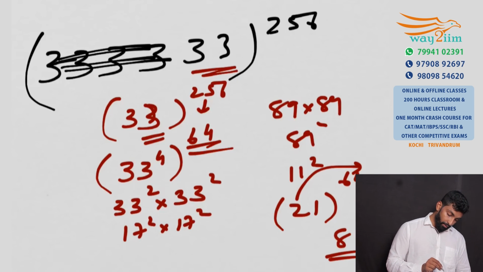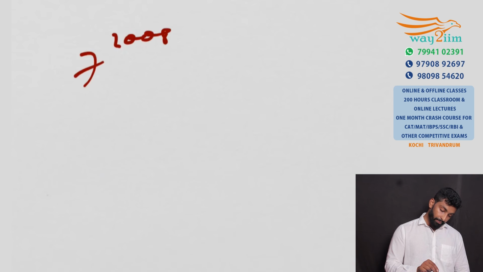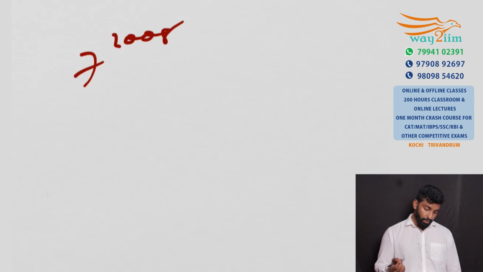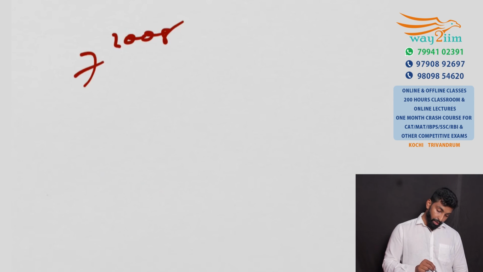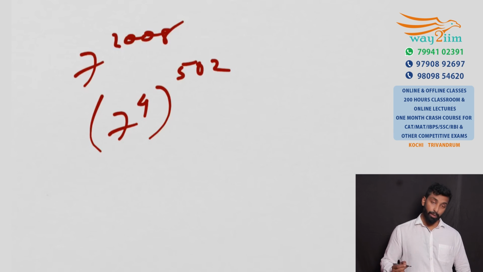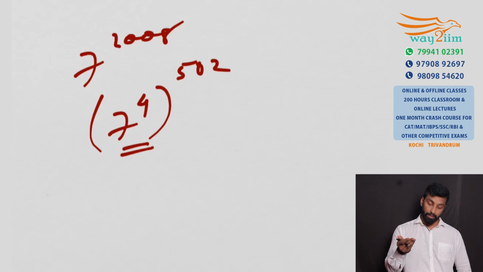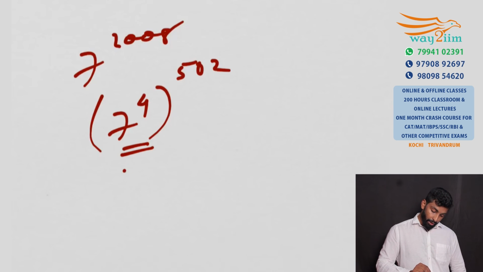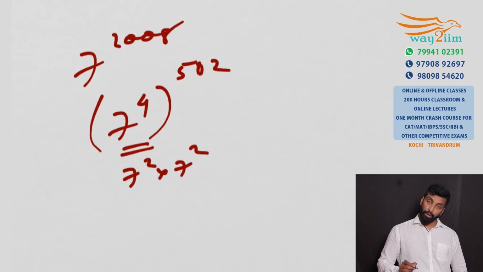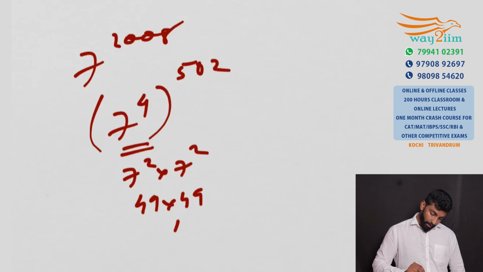Now if you see one of the questions asked in CAT 2008: 7 raised to 2008, last two digits. So what you need to do is convert the number in the bracket. You convert 7 as 7 raised to 4 and you will write it as 502. So you know that the number in the bracket is going to end in 1 and you know the method, right? So you will write it as 7 square into 7 square. You will get 49 into 49. Now you got 49 square.